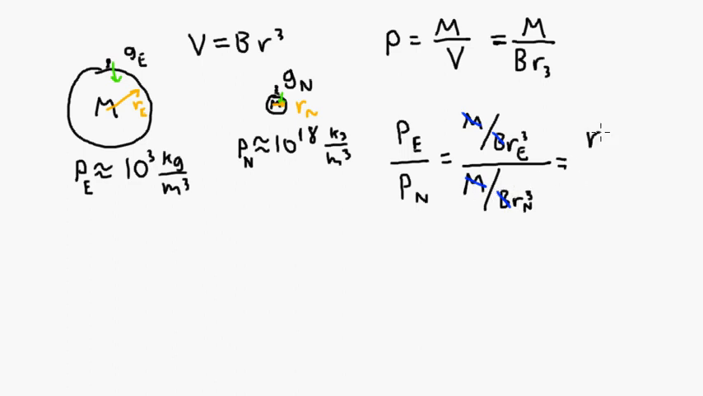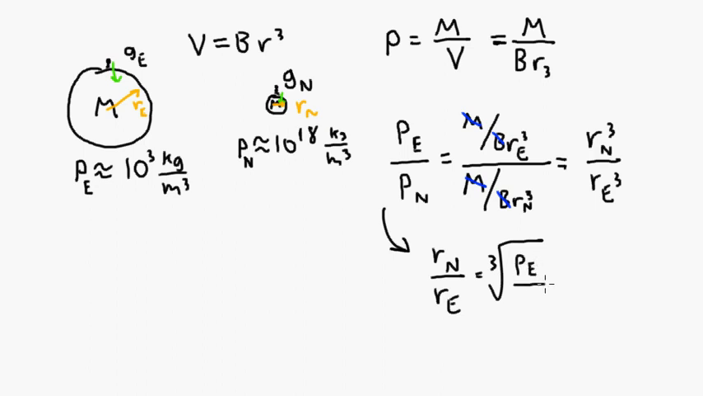And this is in the denominator of the numerator, so it goes down into the denominator, so Re cubed. And what this means then, if we take it down one more step, is that Rn over Re equals the cube root of Earth's density over neutronium density. And so if we plug in some numbers here, this is 10 to the third. The cube root of 10 to the third divided by 10 to the 18th. So it's actually 10 to the minus 15th, which means it's 10 to the minus 5th.